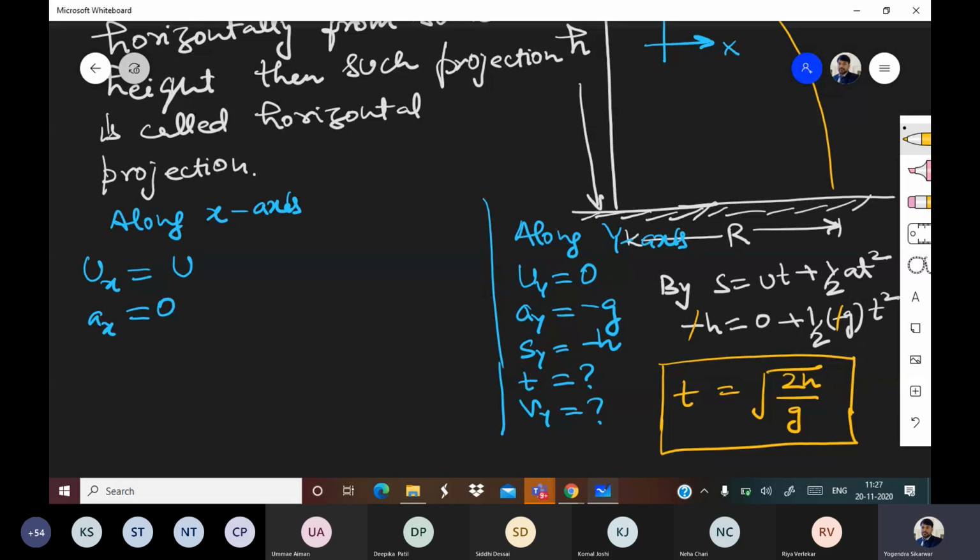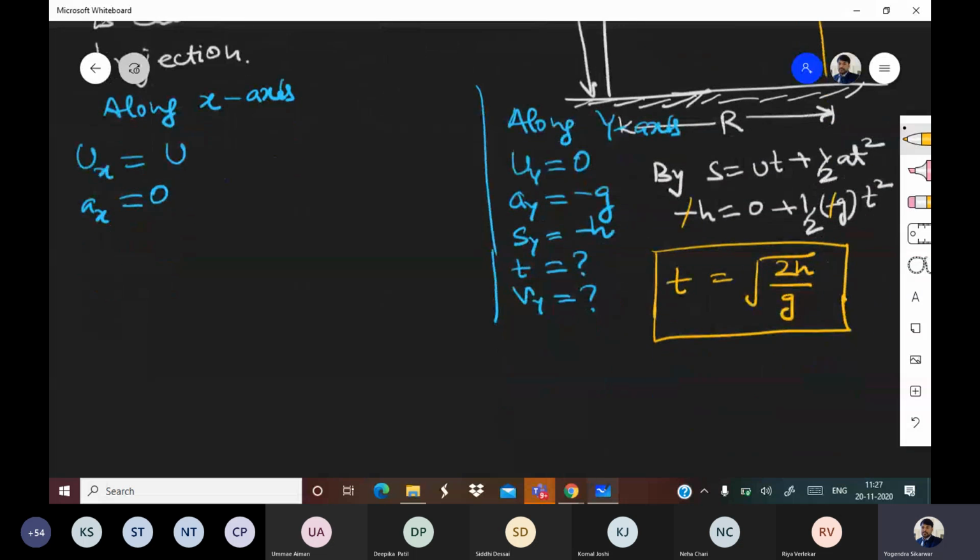Interestingly, if you recollect, if you drop an object from the tower without giving any velocity, then also it will take the same time in reaching the bottom. So whether you are throwing an object horizontally or simply releasing the object, both the objects will be reaching the ground simultaneously. Okay, so this is for time.